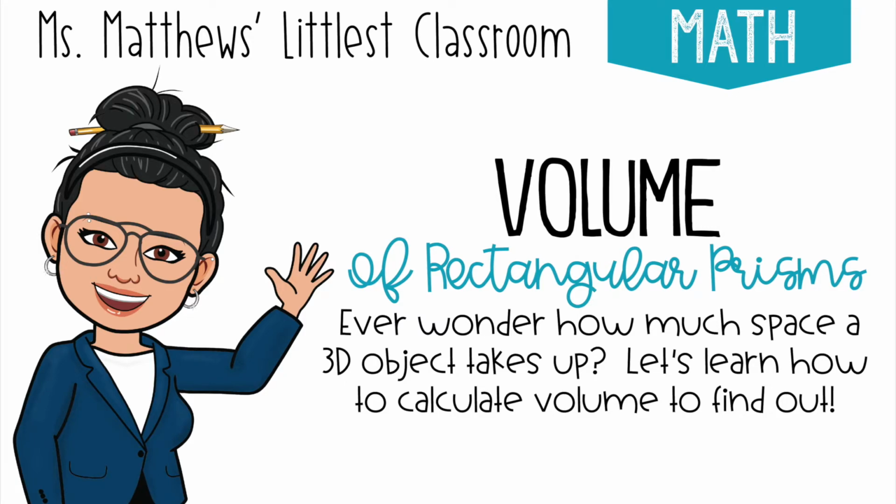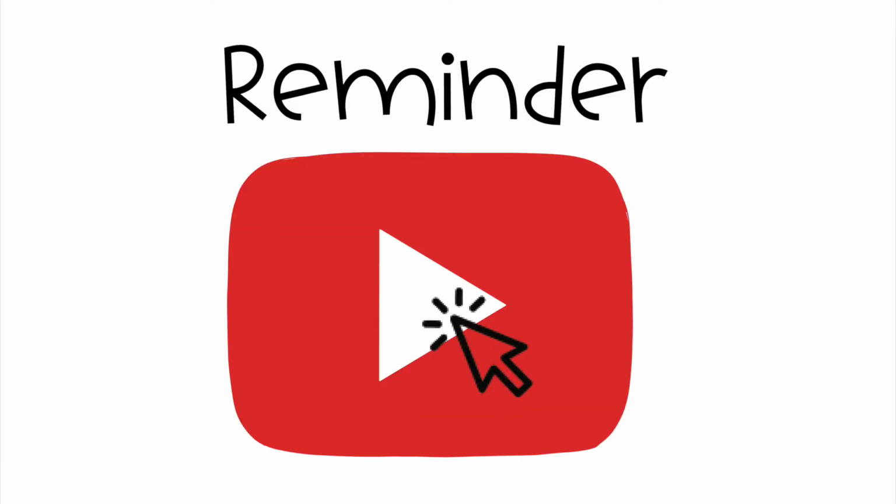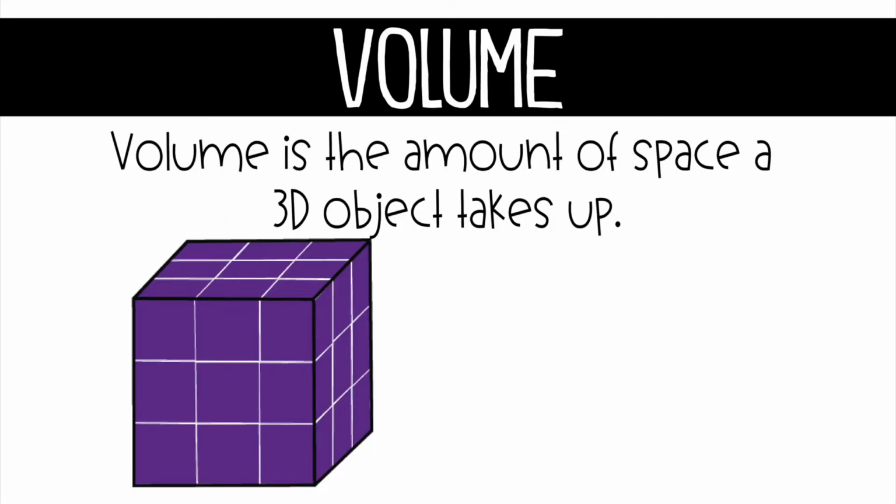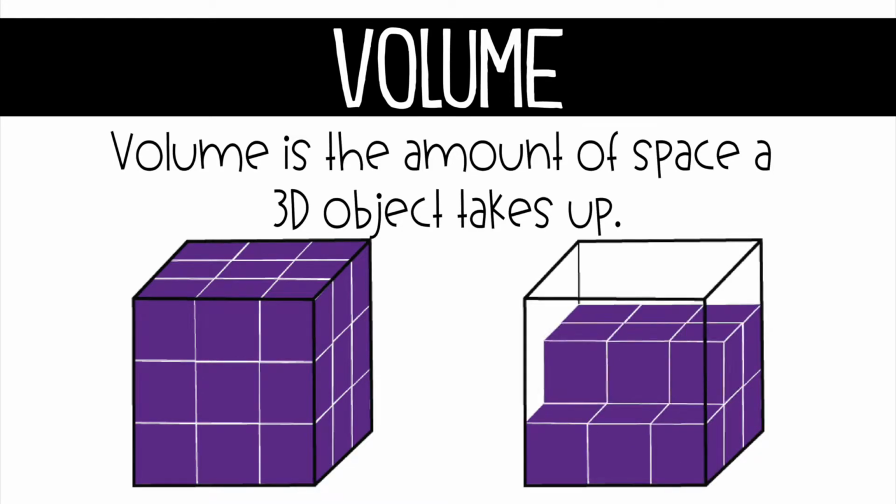Today we're going to learn how to find the volume of rectangular prisms. This one's going to be pretty short, but remember that at any time you can pause the video, apply your learning, and come back for the next step. So what is volume? Well, basically it's how much space a 3D object takes up. Or we can say it's the number of cubic units in an object.